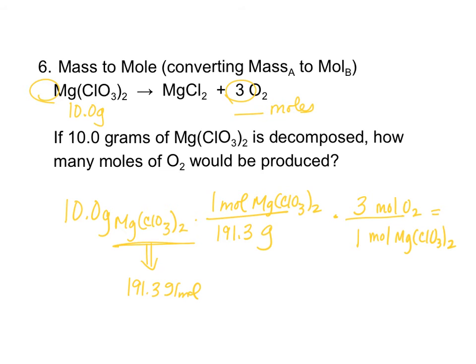Okay, so if we do the math for that one, we end up with a total of 0.157 moles of oxygen. You would take 10 divided by 191.3 and multiply by 3 to get the 0.157. So I'm rounding it to 3 sig figs there.